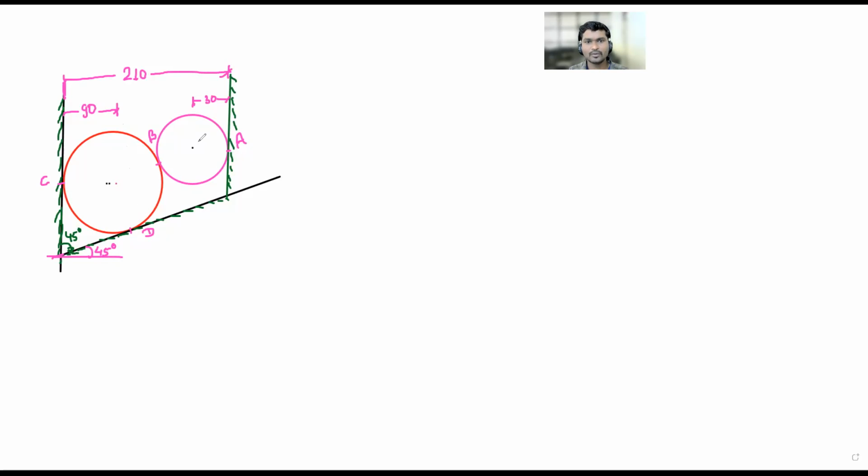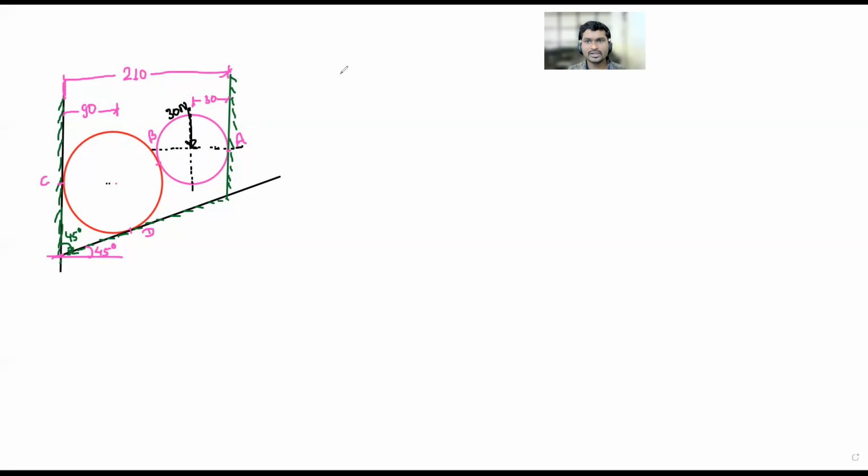So firstly I would like to go for the upper sphere. So dotted x-axis as horizontal, dotted y-axis as vertical. Then here I would like to show its weight, which is acting vertically downward. How much is it? 30 newtons. So I would like to show the magnitude as 30 newtons here.